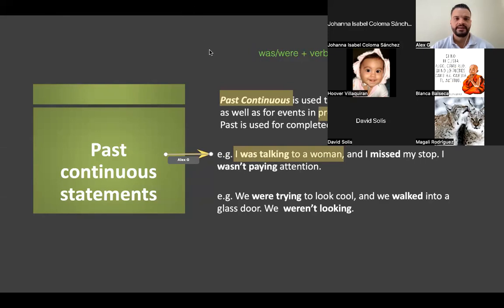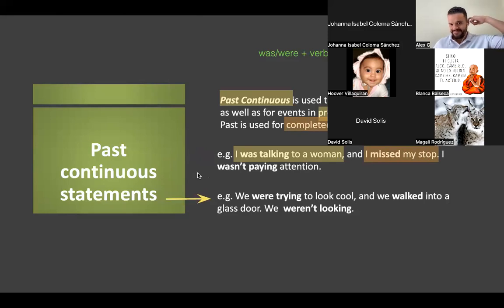So the simple past is now going to be a completed action. So I missed my stop. And then again, it goes and says, I wasn't paying attention. Can you read this one here? Can you read this one, Joanna?